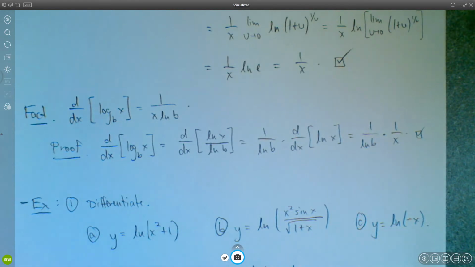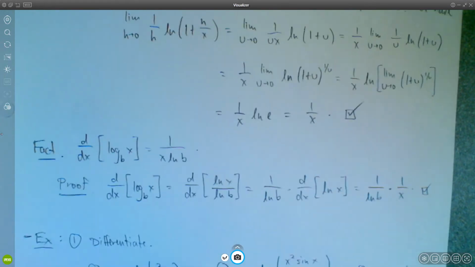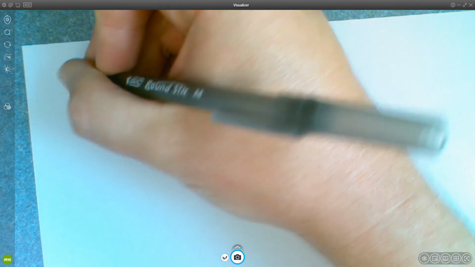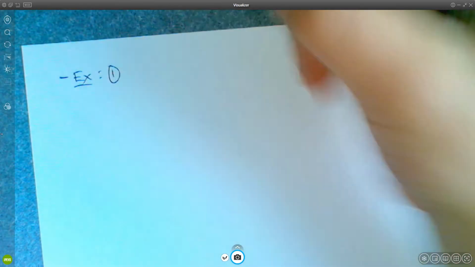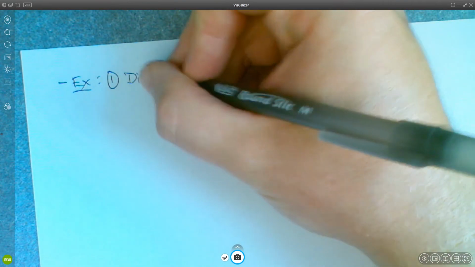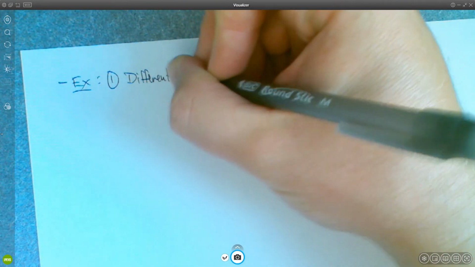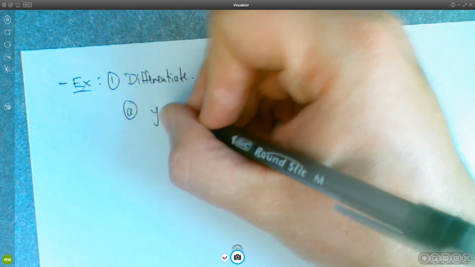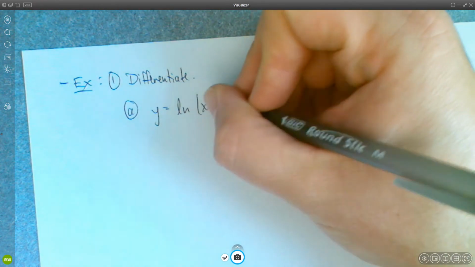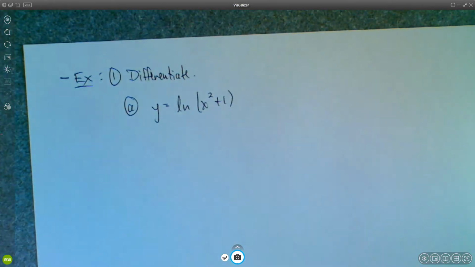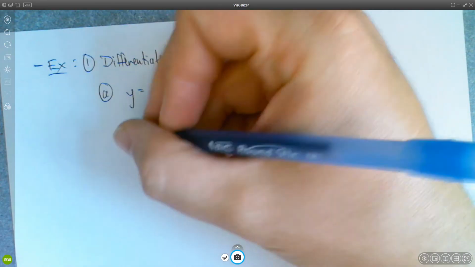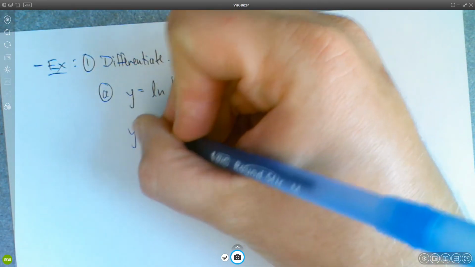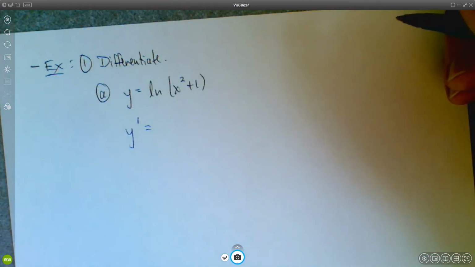Okay. So that's it for the proofs. Let me give you some examples of this stuff in action. Okay, so let's differentiate y equals ln of (x squared plus 1). Okay, so the derivative y prime, or you could call it dy/dx if you prefer.